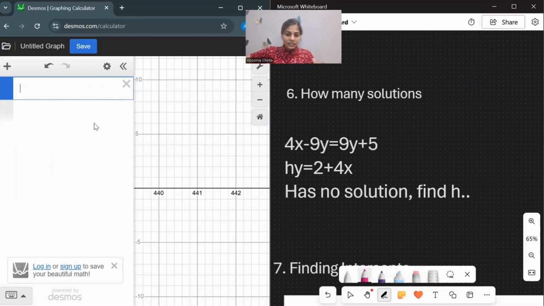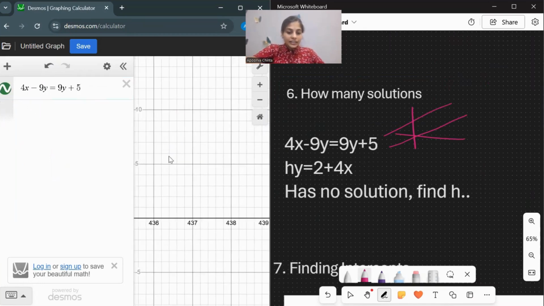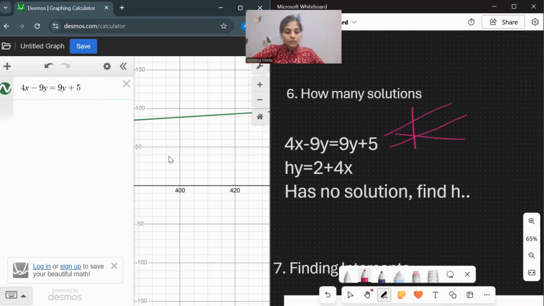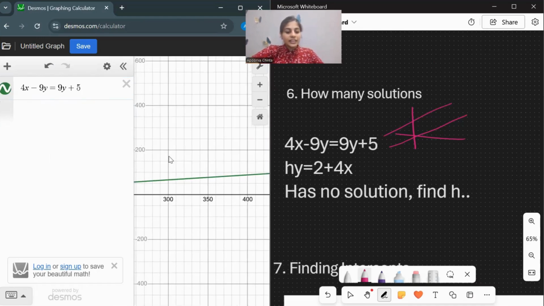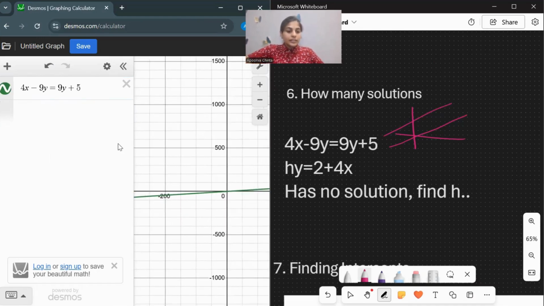So when does something have no solution? When the two lines do not intersect. That means when they are parallel to each other. So we have to find the value of h. How do we do it? Let's plug in 4x minus 9y equals 9y plus 5. Now I can see a line over here. So this is the line we have. Now the next equation is hy equals 2 plus 4x.